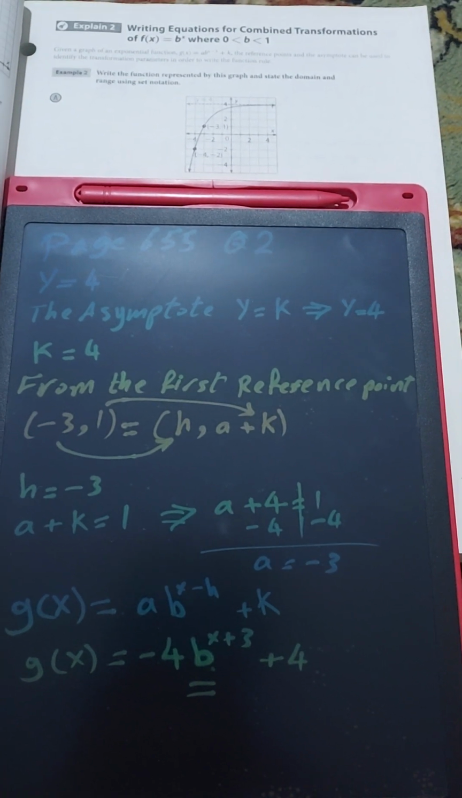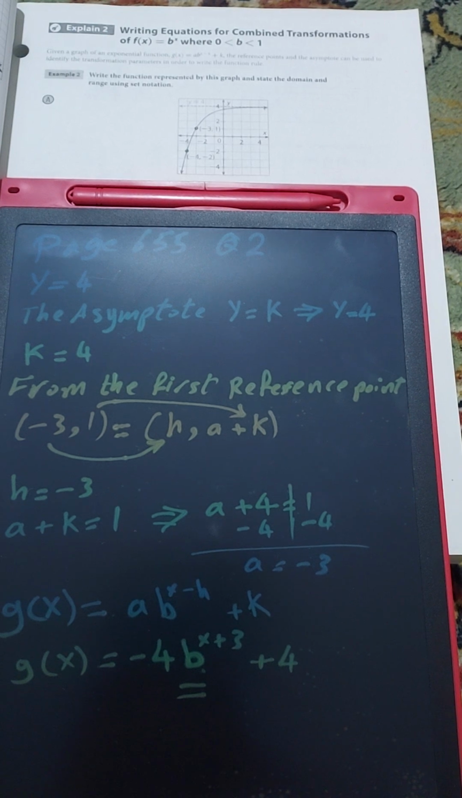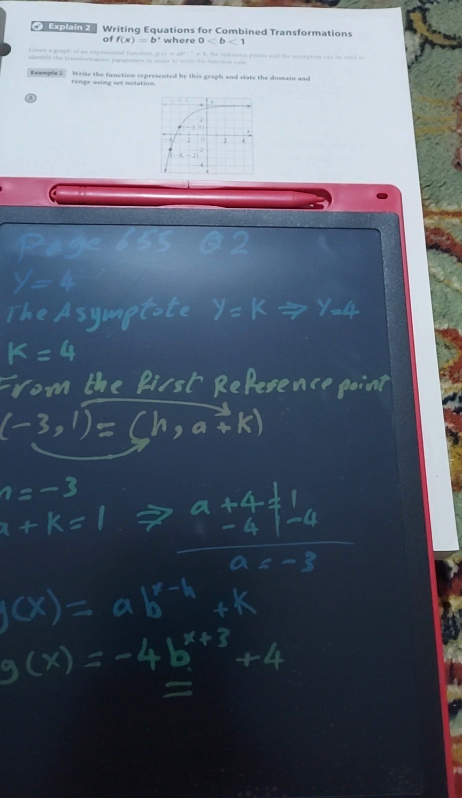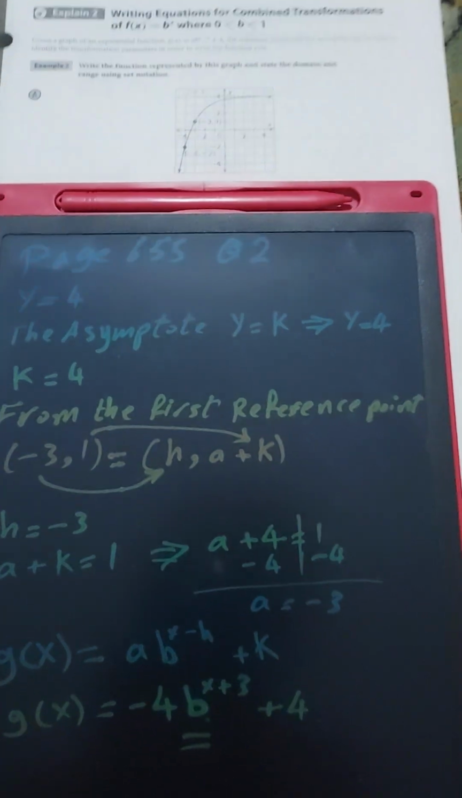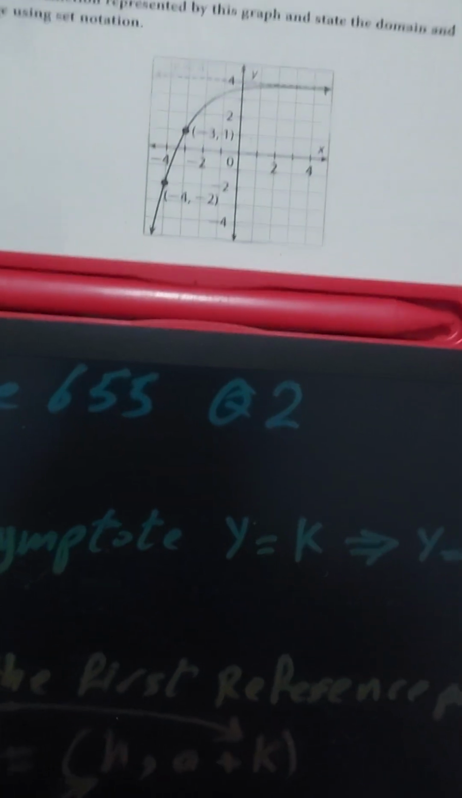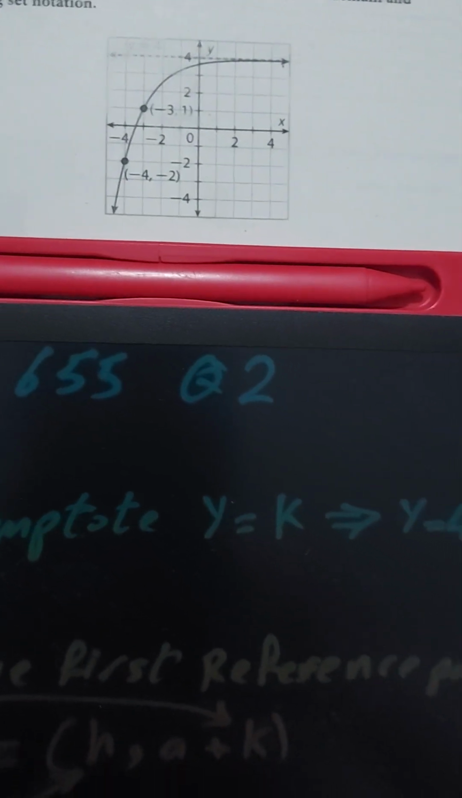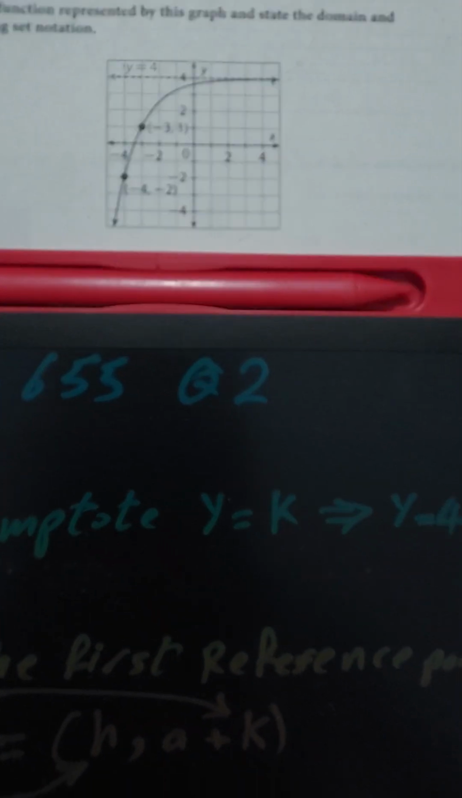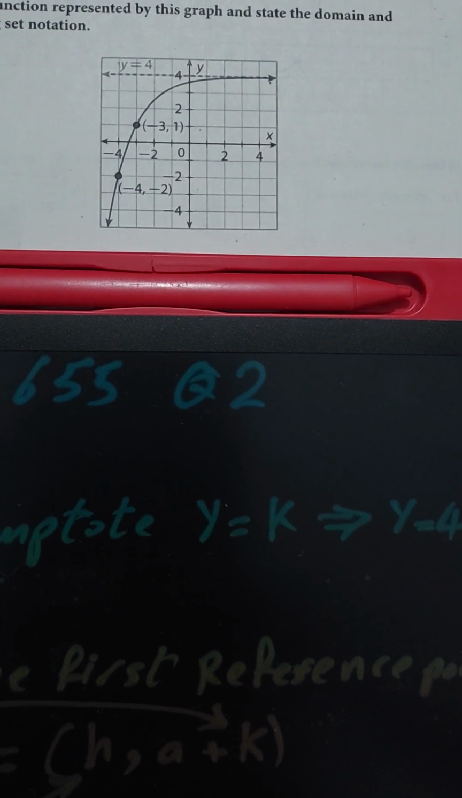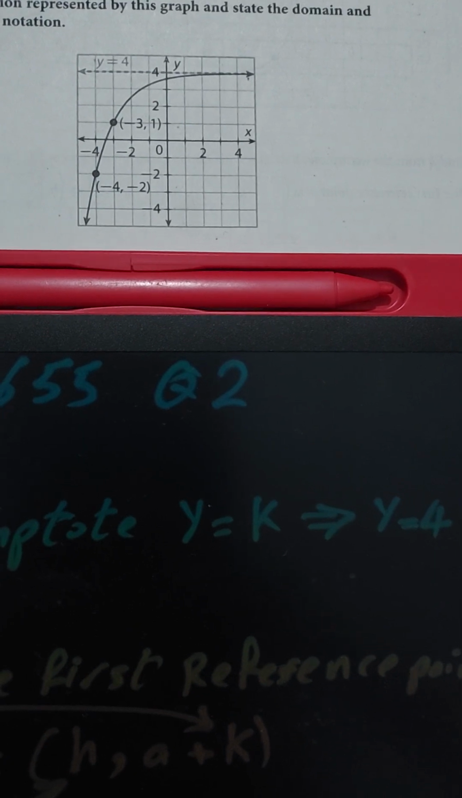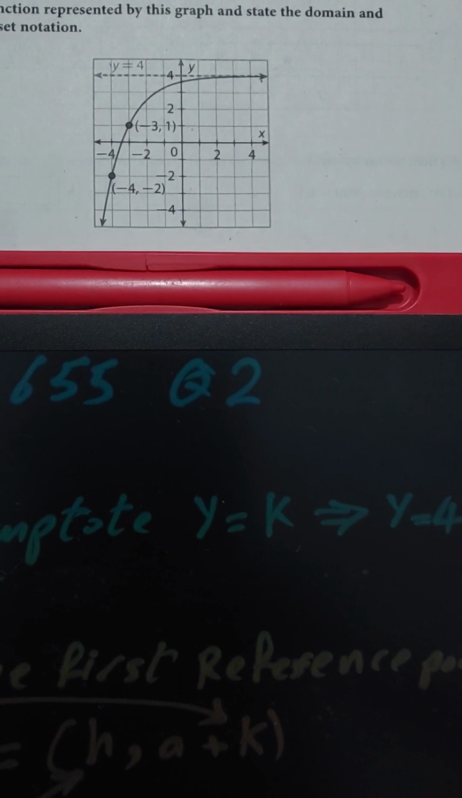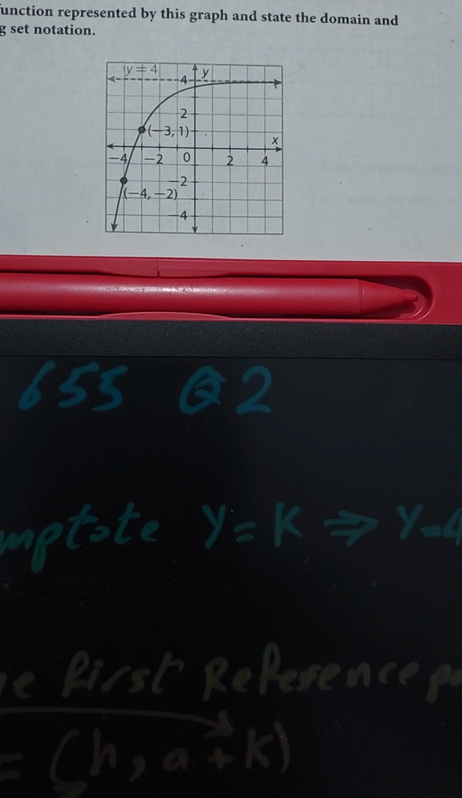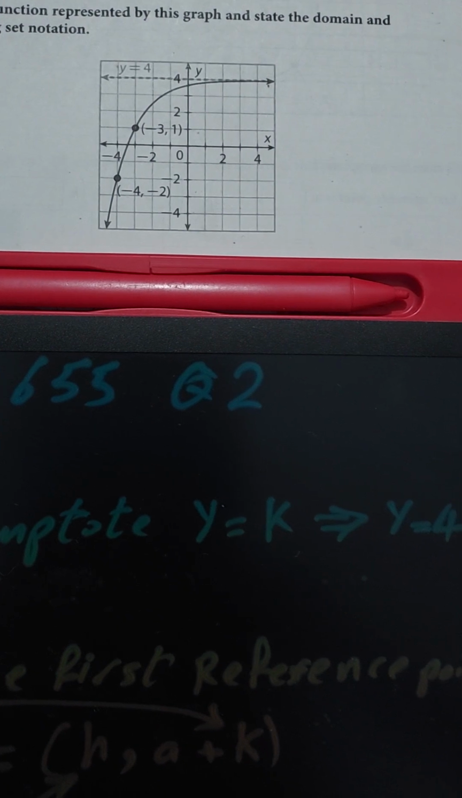Hello, we are taking an example from the decay exponential function to write an equation from an existing graph. The graph has information that will help us determine the parameters for the combined transformation function. From the graph, we can see the asymptote, which is y equals 4, and it gives us 2 points on the graph, which are -3 comma 1 and -4 comma -2.